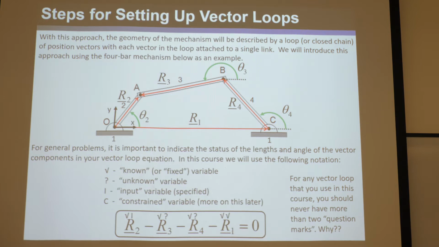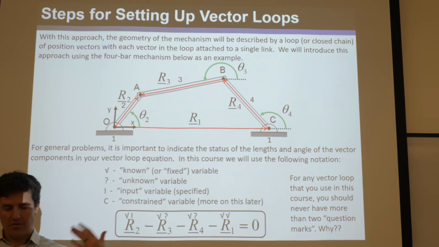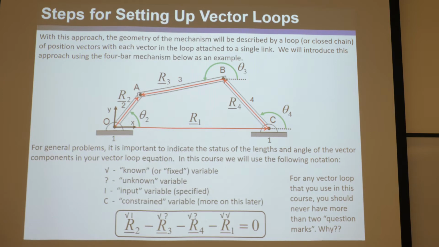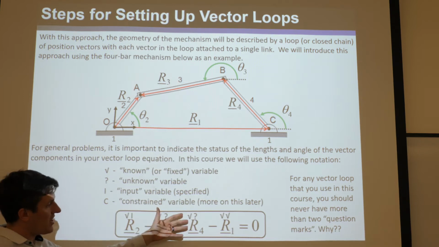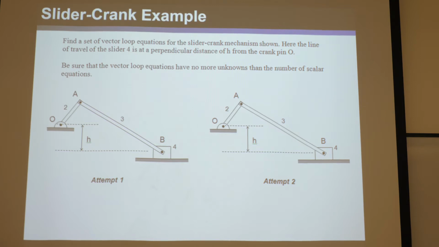Now if this was a 3-dimensional spatial mechanism, and you were considering the 3 components, x, y, and z, then this vector equation would be 3 equations for the x, y, and z components, and you would want to find 3 question marks, okay? Because now you have 3 equations, 3 unknowns, you can solve it. If you ever have more question marks than equations, though, you're in trouble and you're not going to be able to solve it, and you know you've drawn a bad vector loop, okay? So I'm going to do an example of this, okay?